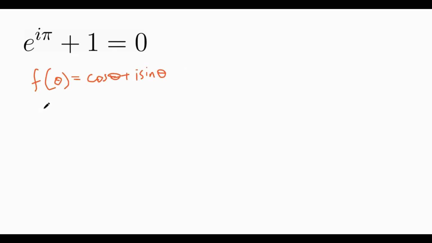Well, if we try to take the derivative of the function, f prime of theta, then it turns into negative sine theta plus i cosine theta. This seems quite a bit like the original function, actually. And if we think about it, this is just equal to i times f of theta. So that's pretty cool. The derivative of this function is actually i times the original function. So how might this help?